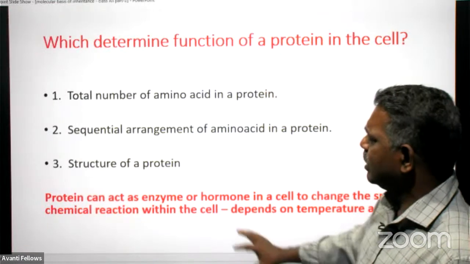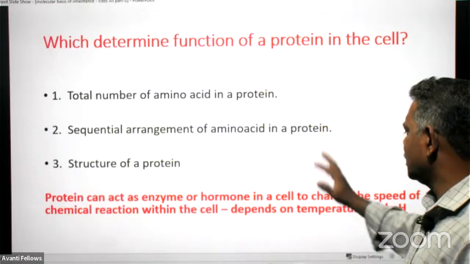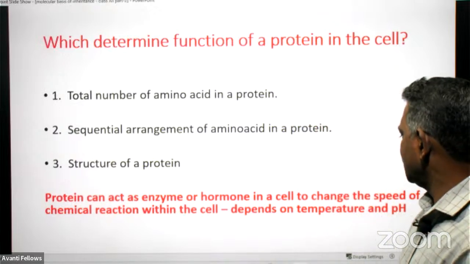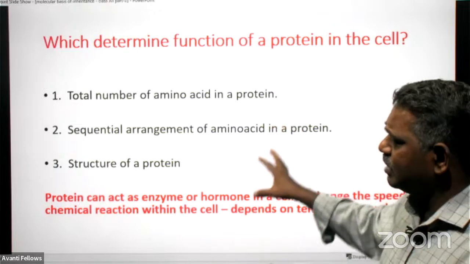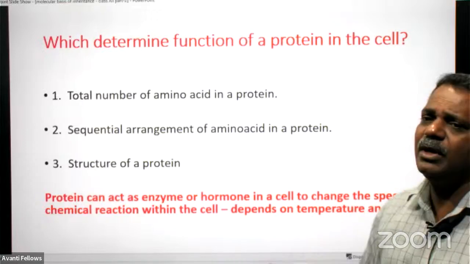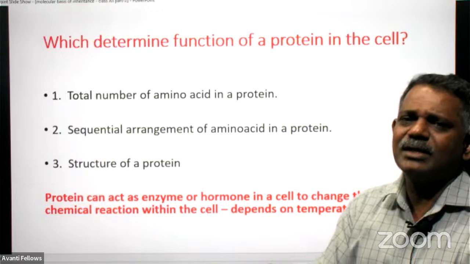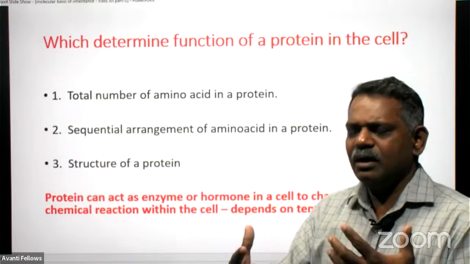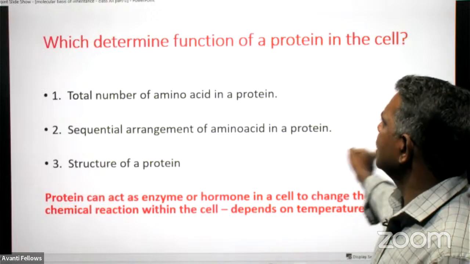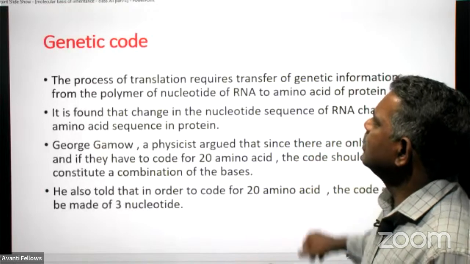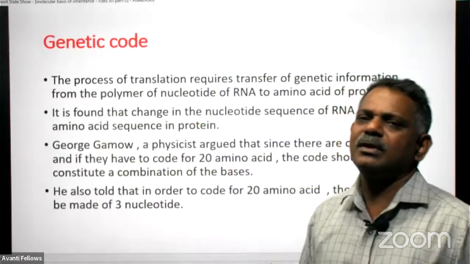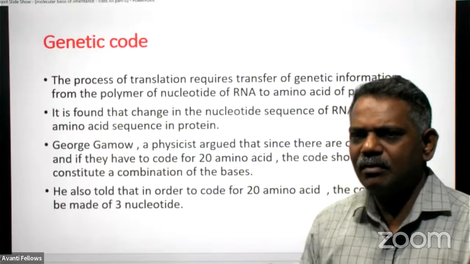And such a type of protein can act as an enzyme or hormone in the cell to change or speed up the chemical reaction within the cell, depending on the temperature and pH. Every enzyme requires optimum pressure, optimum temperature and optimum pH to work as a catalyst to make many materials react inside the cell. So these are the three things that determine the function of a protein in the cell.